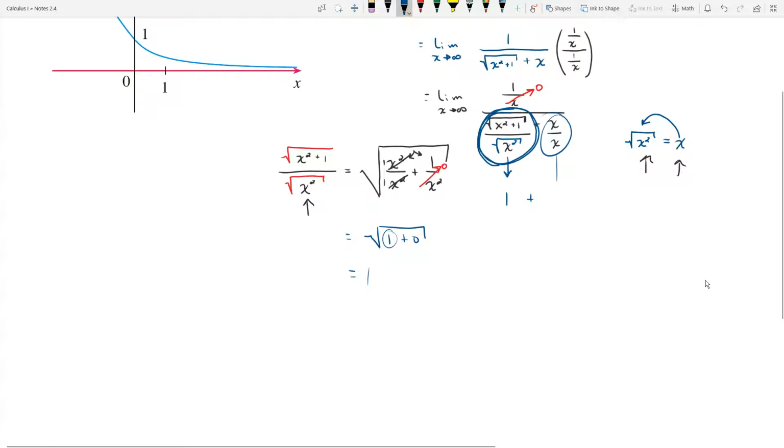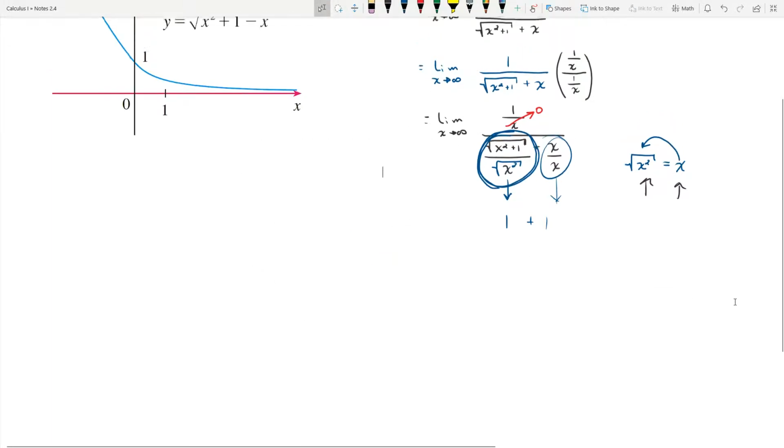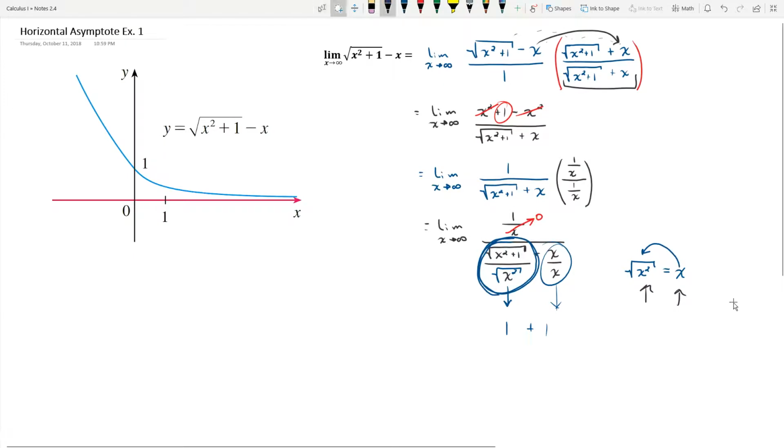That could become 1. But again, we already know that the solution to this limit as x approaches infinity is 0. And the reason for that is that 0 divided by anything is still 0.